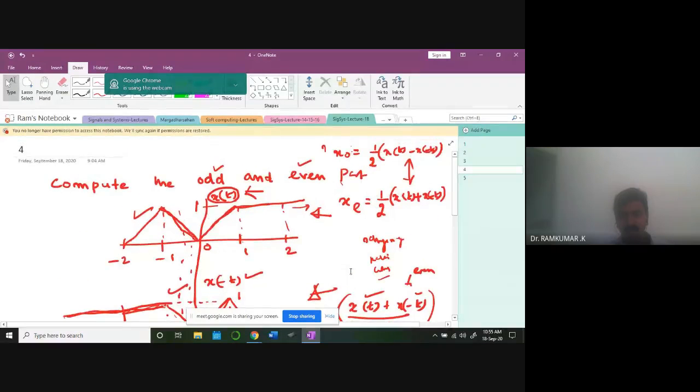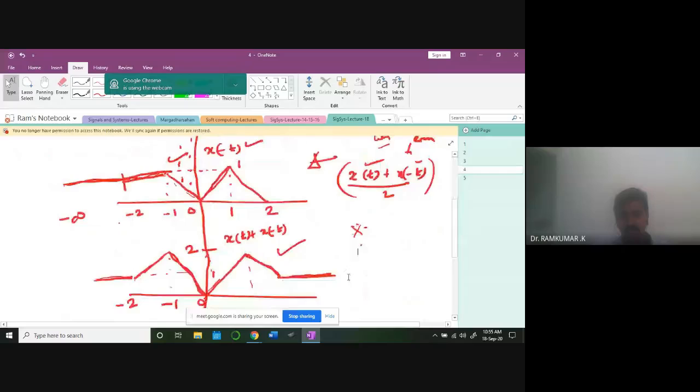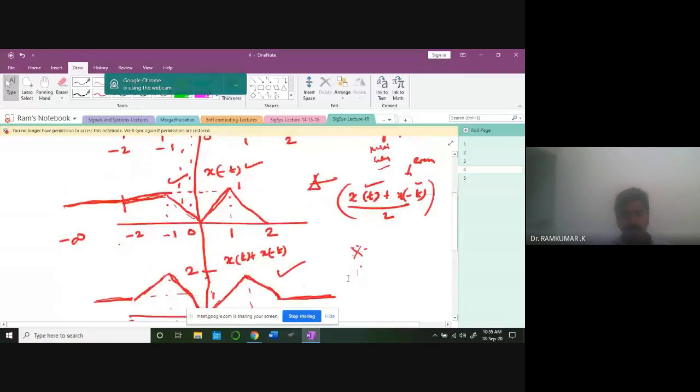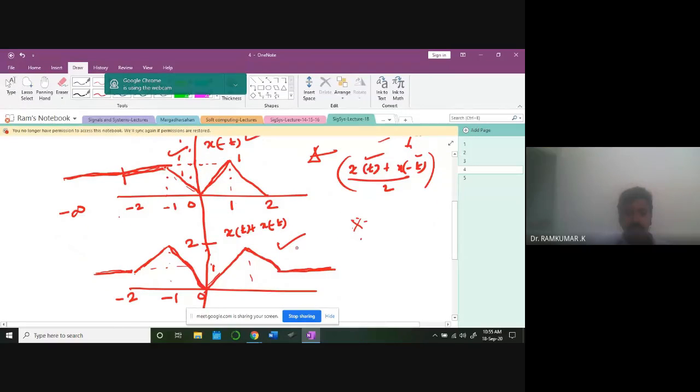Gautam, will you understand, Gautam? Yes, sir. Are you sure? You understand how this slope is increasing from 0 to 2? Why is it increasing from 0 to 2 instead of 0 to 1?